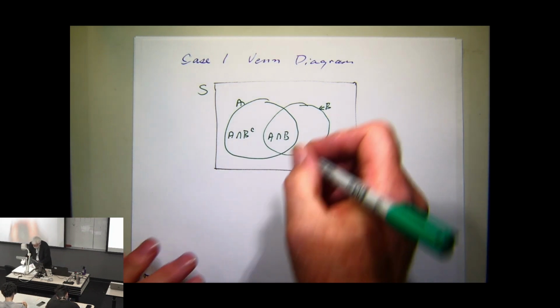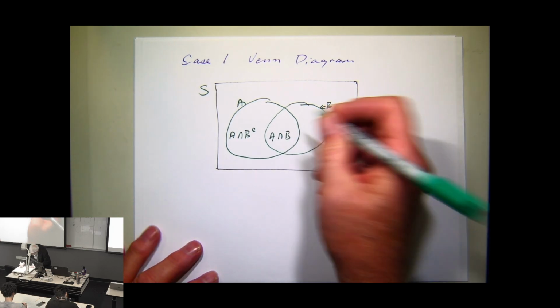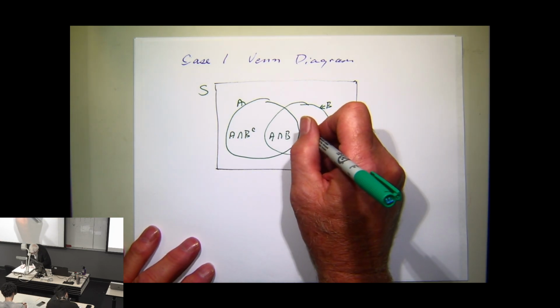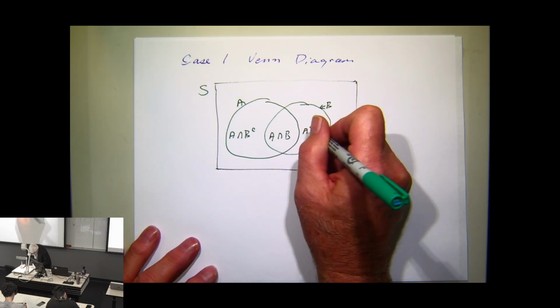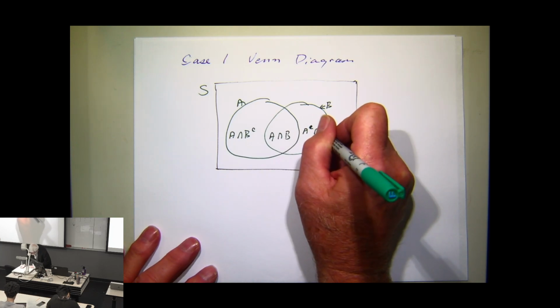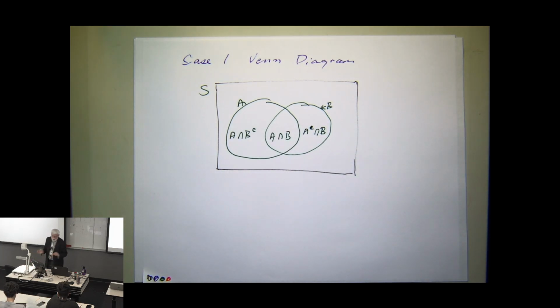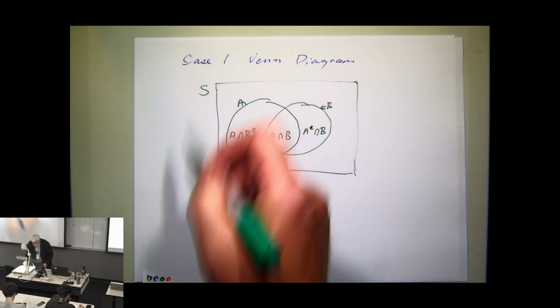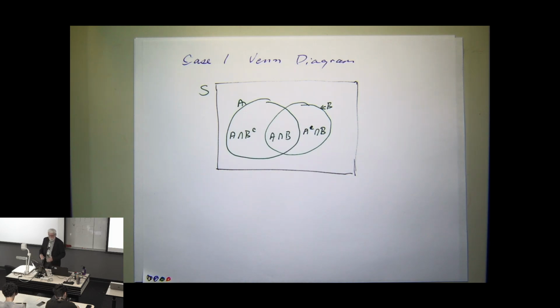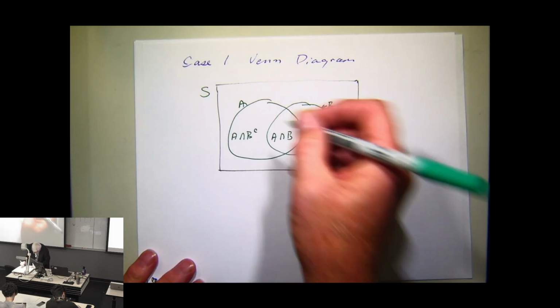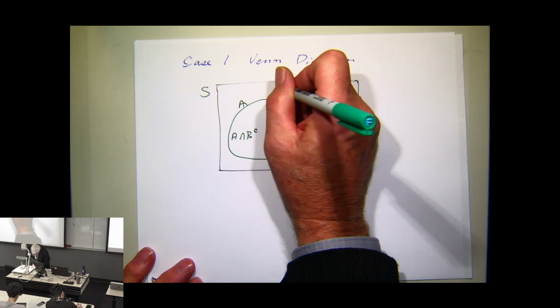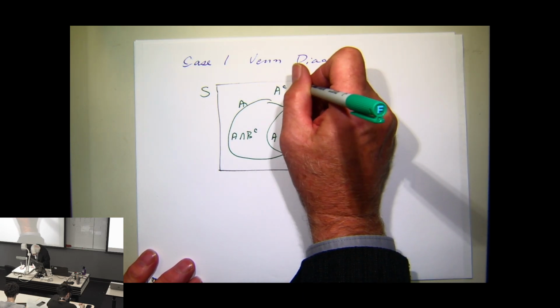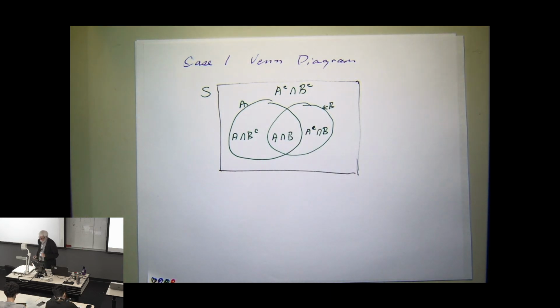And similarly, this is A complement intersection B. A doesn't occur, but B does. And why do I want my rectangle on there? To emphasize that there's another area outside those circles, which is A complement intersect B complement. Neither occurs.